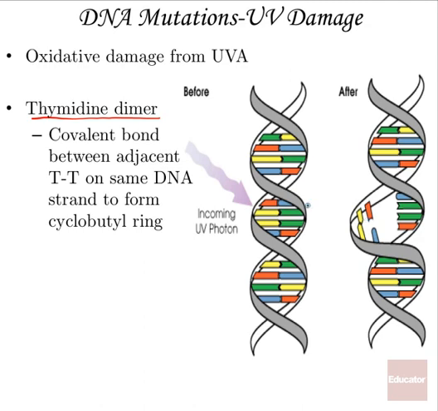So this would be normal. Okay, and this right here would be our cyclobutyl, right? So we have T's binding together here instead of across the way to the A's, all right? And this is highly mutagenic, and this can cause big time problems because you can't replicate or transcribe through these places. So we have to repair them.